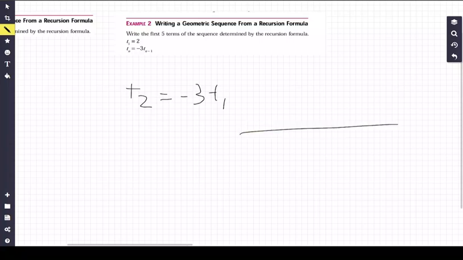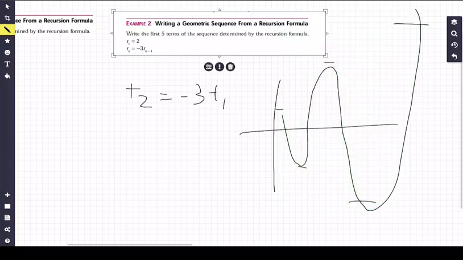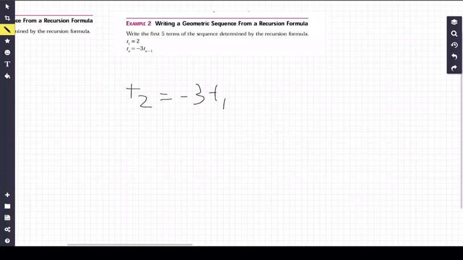This is an interesting sequence because it introduces the idea of alternating sequences. As you can see, the first term we have is positive 2. The second term is negative 6. The term after that, positive. The term after that, negative. The term after that, positive. And you see that as we go on, we're getting a bigger distance. This is something that unfortunately I only get to talk about in calculus.